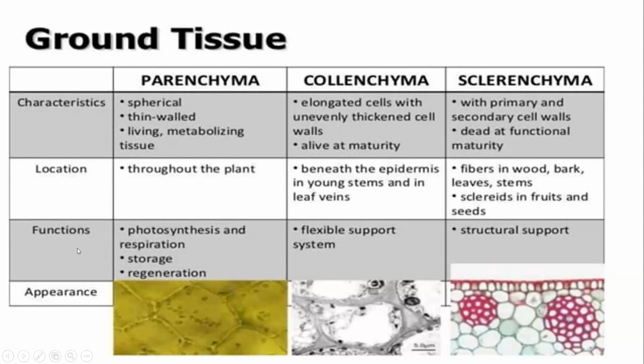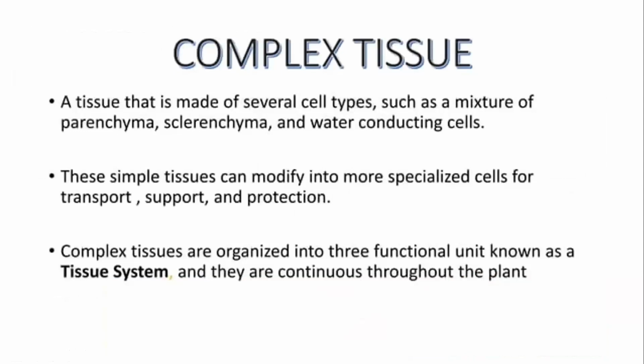The functions of the parenchyma are mainly photosynthesis, storage and regeneration, and also respiration. Collenchyma helps in a flexible support system. Here it gives mechanical support. So these are the functions of permanent tissues. Next is the complex tissues.